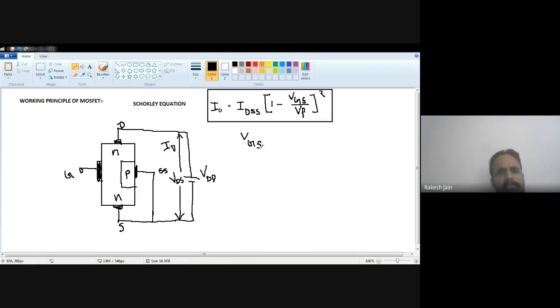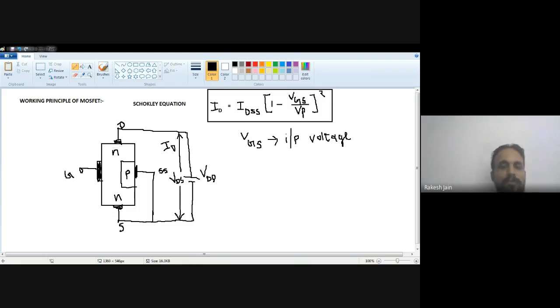and this is the input voltage, because of which I have to see how the output current varies in case of MOSFET, because it is a field effect transistor. So with respect to the applied input voltage, that is VGS, how the ID will vary, we have to see this thing.